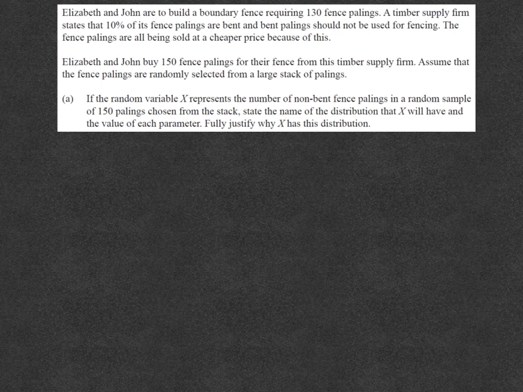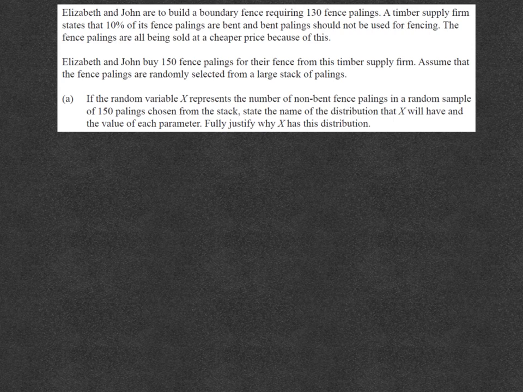Okay, we've got a two-part question here, and we'll do them on the two slides. The first part is on the screen in front of you. So we've got people wanting to build a boundary fence, and it's saying that 10% of its fence palings are bent, and bent palings should not be used. So these fence palings are being sold at a cheaper rate. So Elizabeth and John buy 150 and assume that the fence palings are randomly selected.